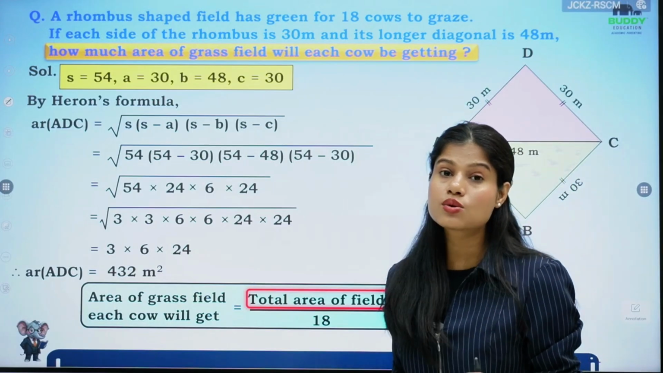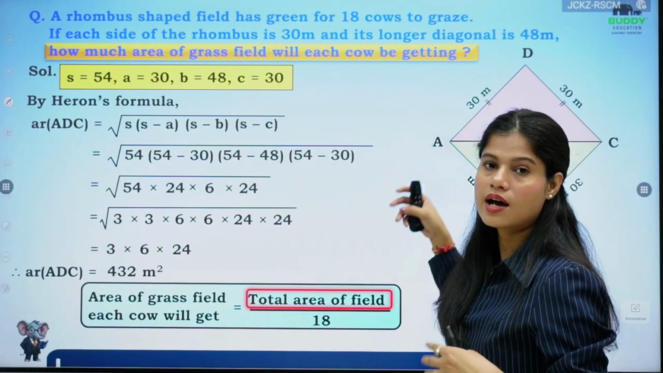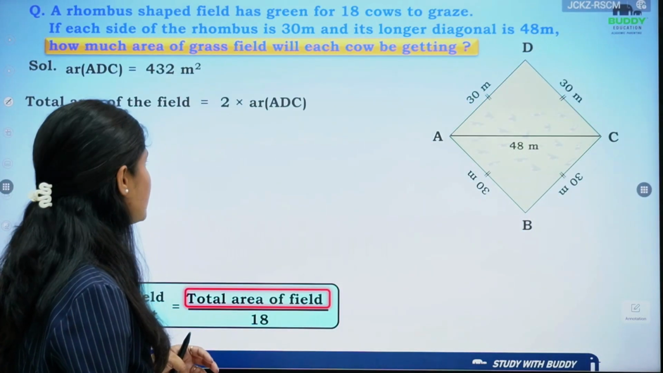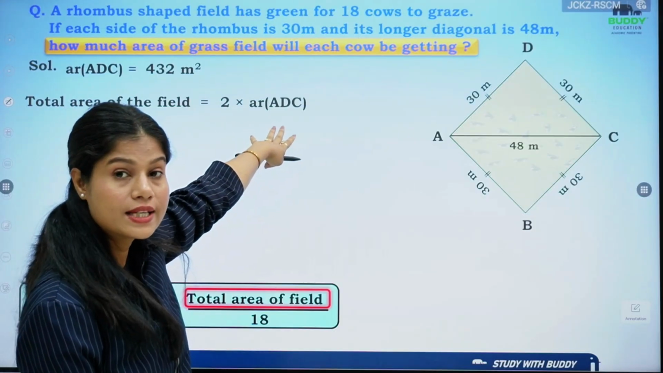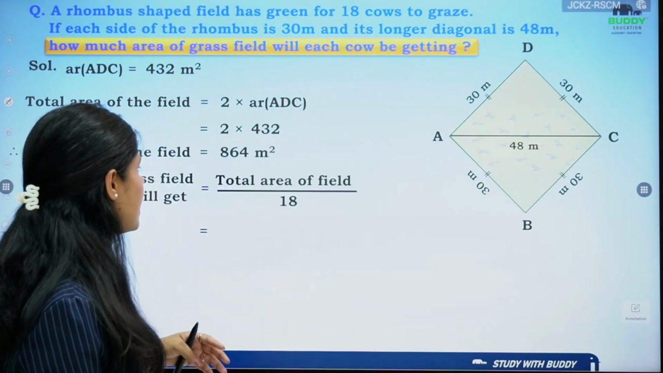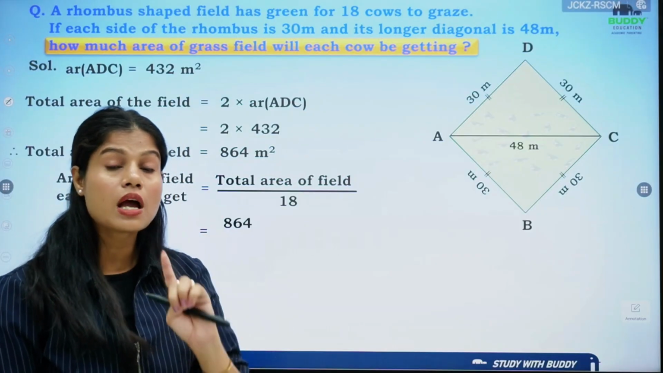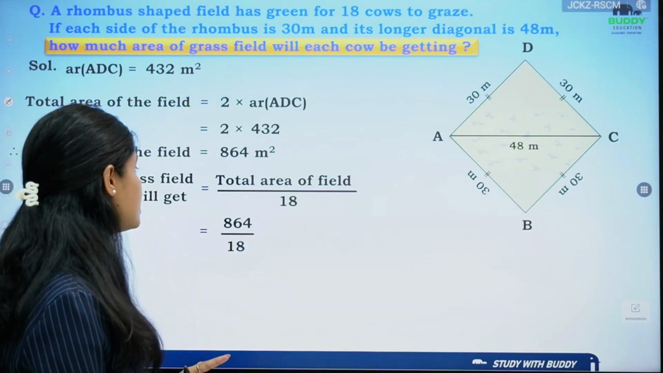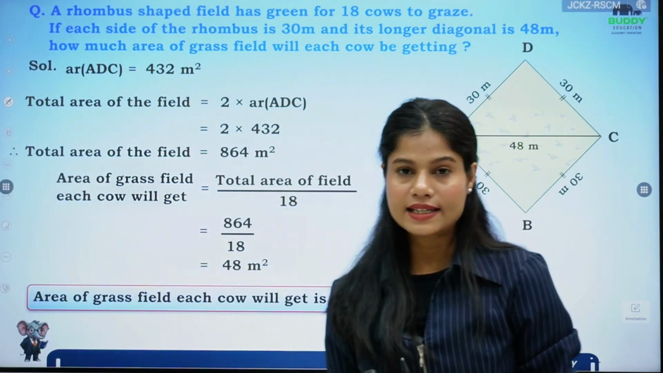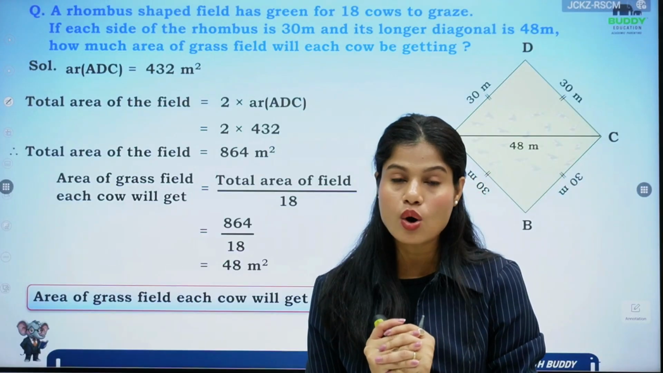You'll get the area of ADC as 432. Now this is only the area of the upper part, but we told you that both triangles have the same area. So what we are going to do is double this. We are going to double the area of ADC, and then when we get the total area, we have to divide it by 18 because we want to know the area grazed by one cow at a time. Okay, so this is the area that one cow can graze, which is 48 meters square. I hope this question is all clear.